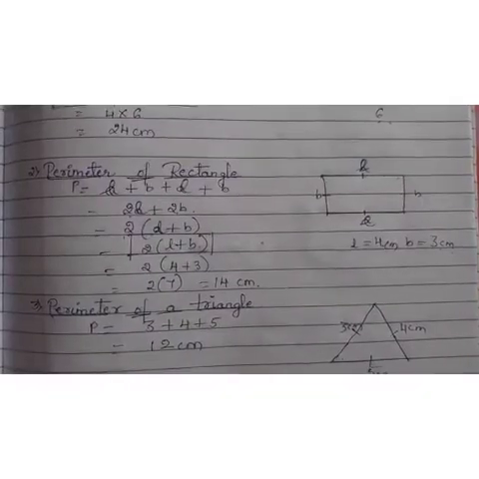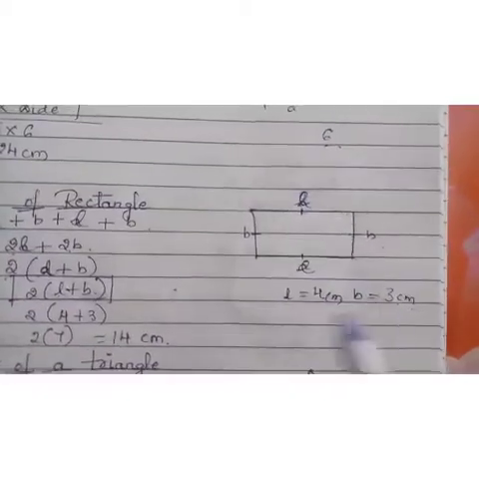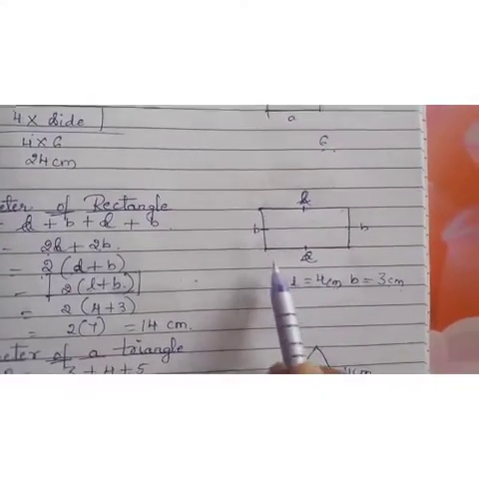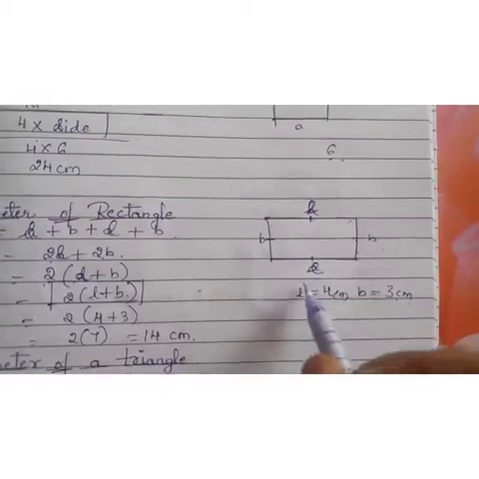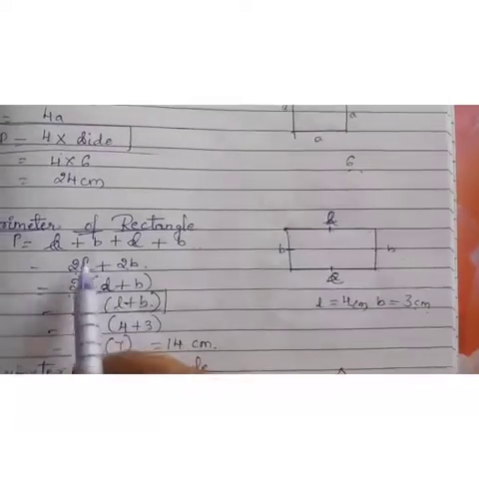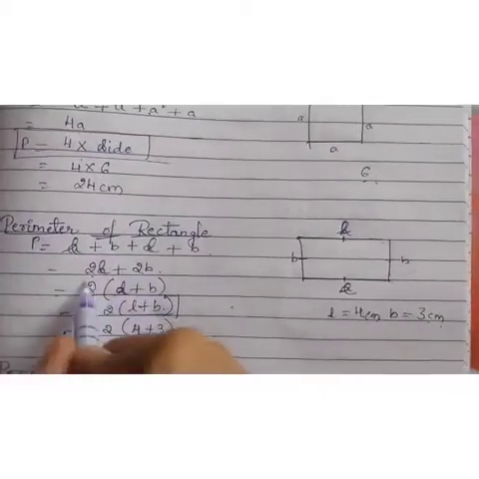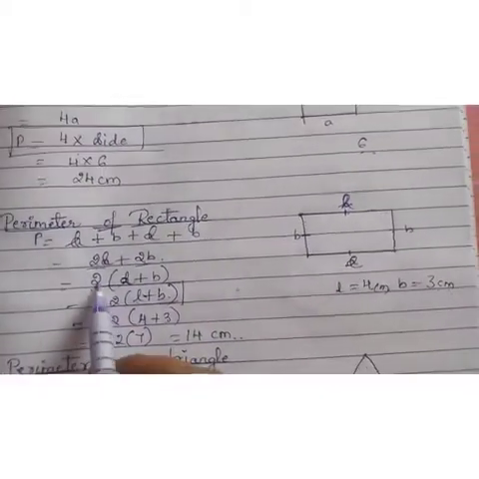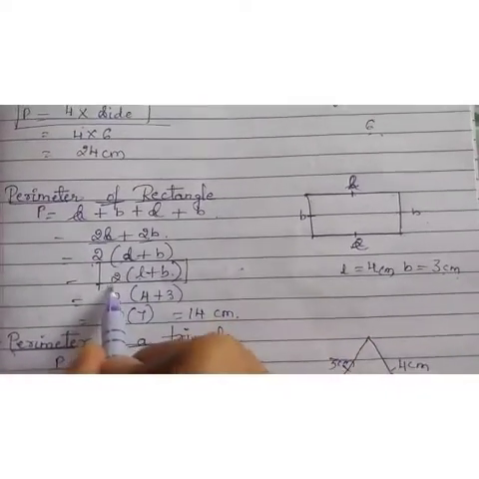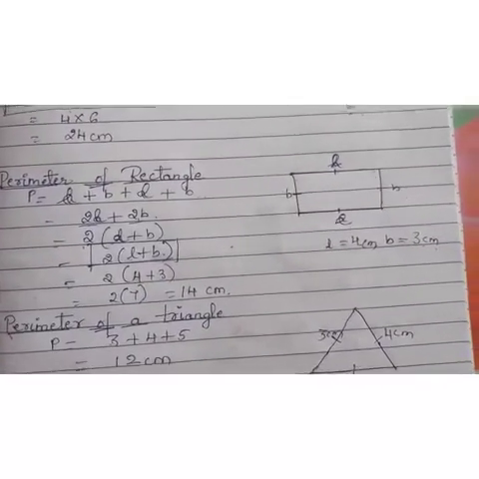Next we have perimeter of a rectangle. Again, when we consider a rectangle, here you will observe that the opposite sides are always equal, isn't it? So how we will find the perimeter? Again, add all the sides, that is L plus B plus L plus B. So L plus L, 2L, B plus B, 2B. As 2 is in common, we will take it outside and place L plus B in bracket. So 2(L plus B) is the formula to find perimeter of a rectangle.